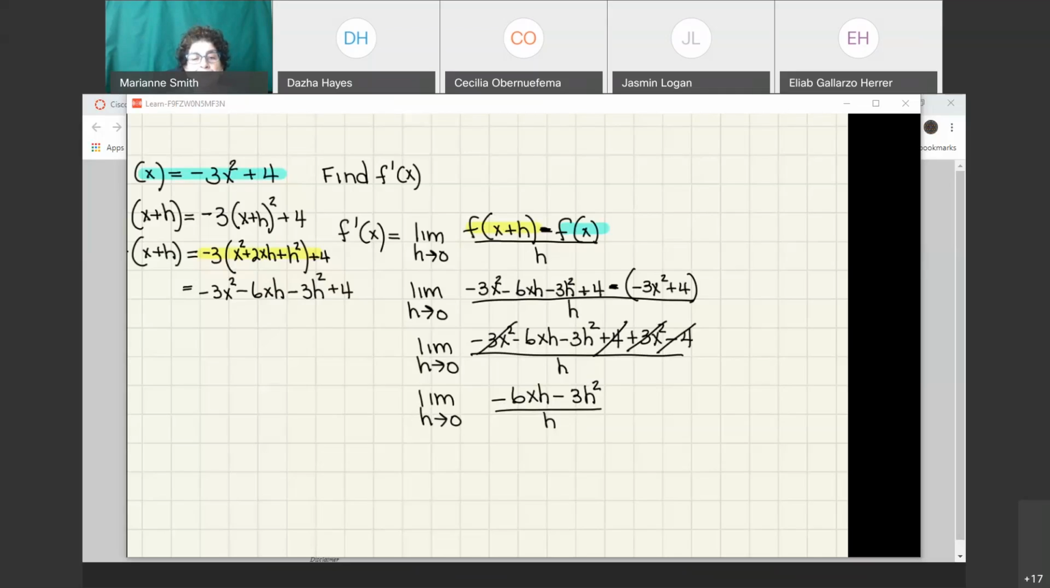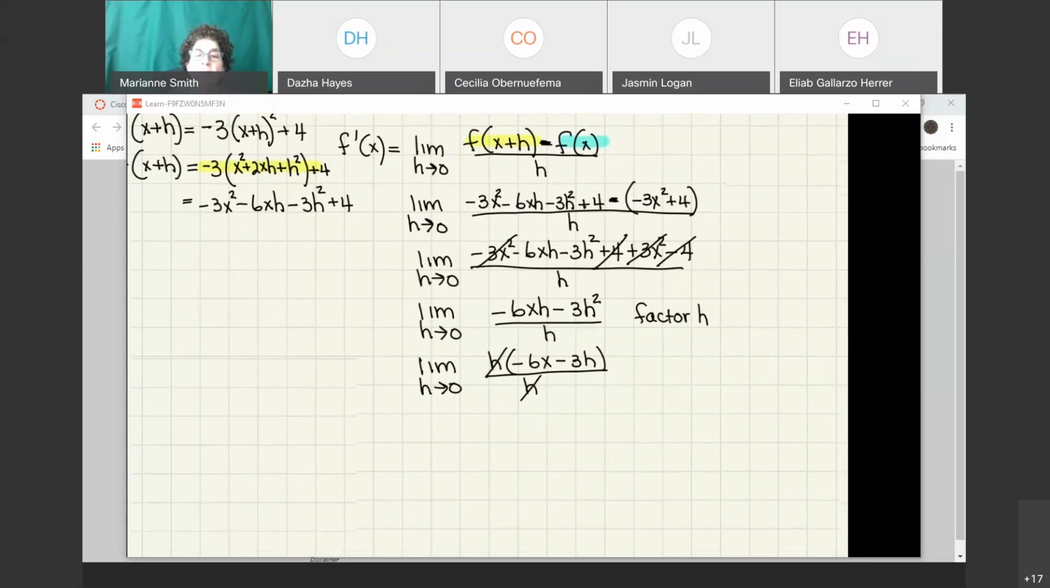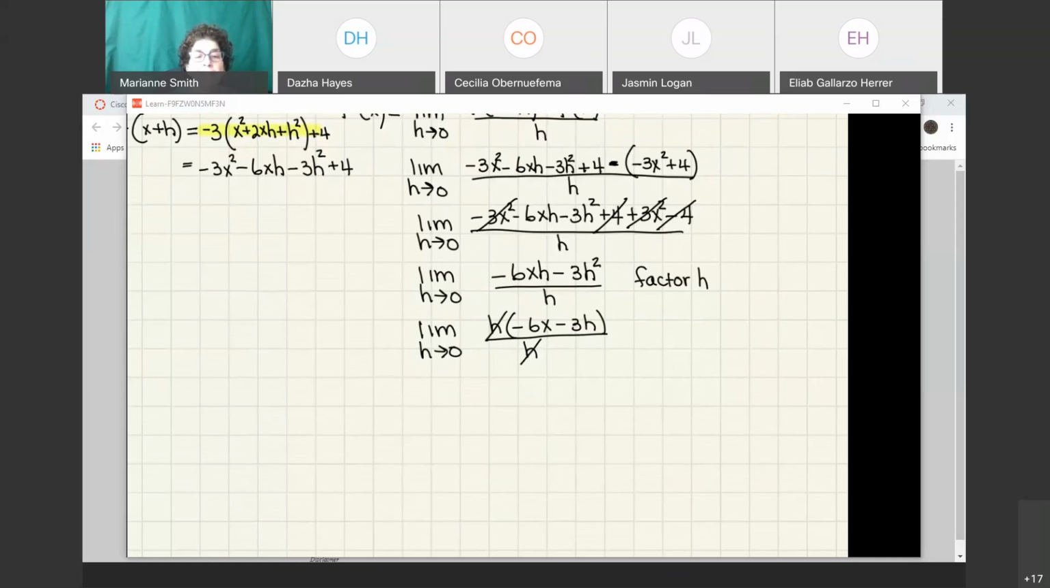Okay. Now, if you notice, I can factor an h out of everything. So let's factor out h. Okay. I still have my limit statement. So on the top, I'm going to be left with -6x minus 3h. And on the bottom, I have an h. You can see they cancel. Okay, everybody good with that?